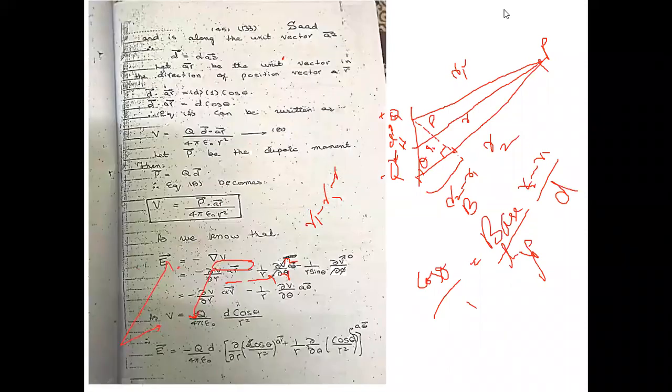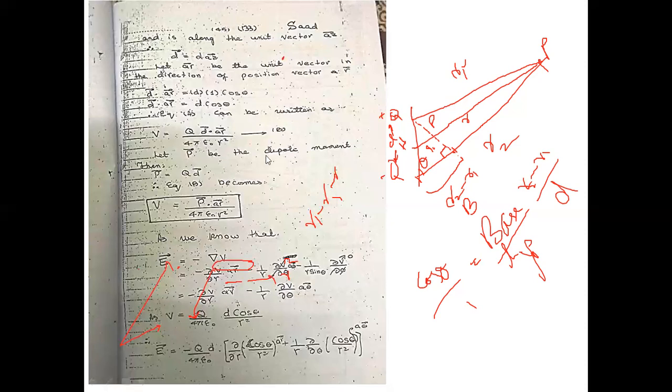It is along a unit vector az, so d will be equal to d az. Let ar be the unit vector in the direction of the position vector r. So d dot ar: the magnitude of d is d, the magnitude of the ar unit vector is 1. Due to the dot product we apply cos theta, so d cos theta can be replaced by d dot ar.